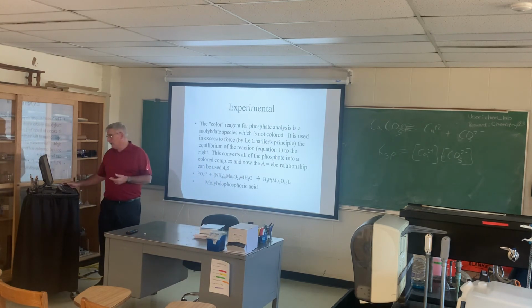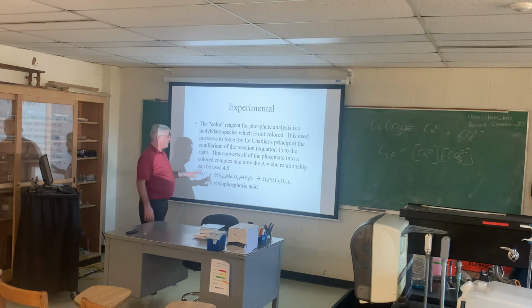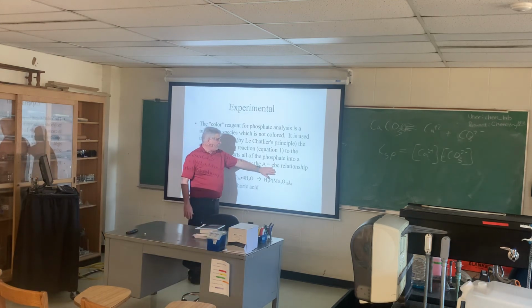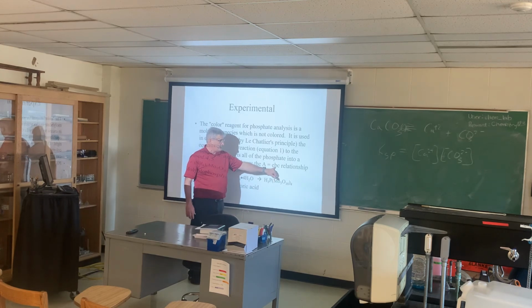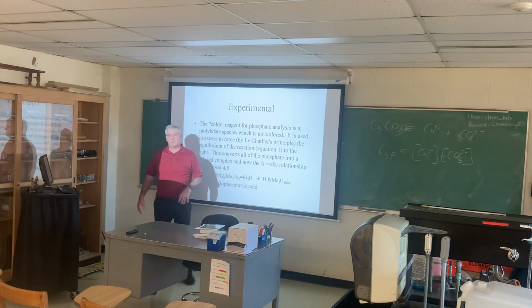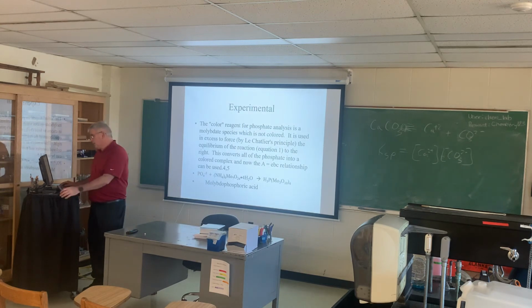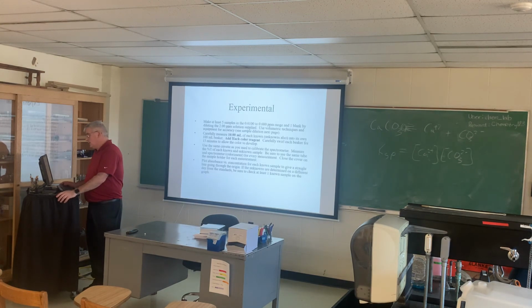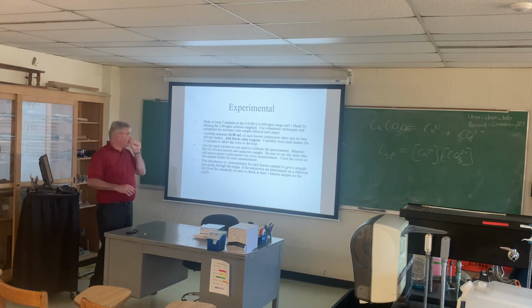You're going to build a calibration curve which uses Beer's law relationship. The absorbance is equal to the extinction coefficient times the cell width times the concentration. These two are constant, so that means that absorbance is proportional to concentration. And so we will see a color change when phosphate is present.